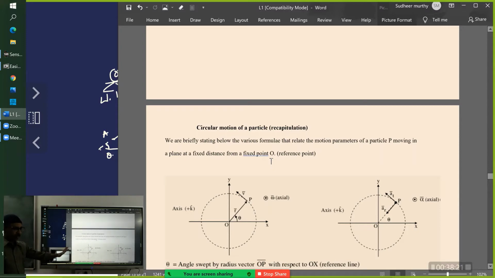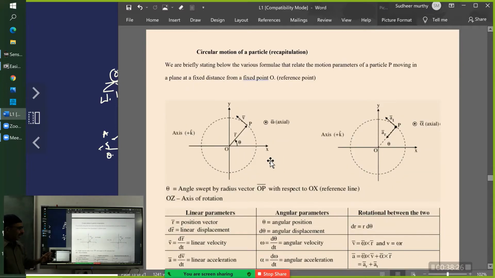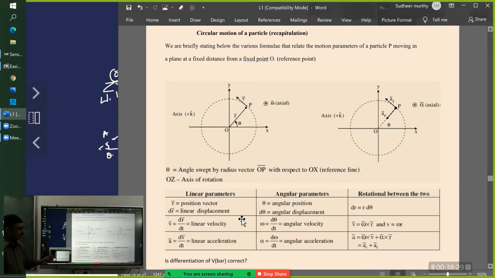I will be coming to your question, but before that, since we are talking a lot about circular motion, I would like to briefly remind you of all this. Suppose x-axis, y-axis, and the particle is rotating in a circle of radius r. You can see the circle with a dot at O, which means omega bar is out of the board, out of the screen. And the axis is along the plus k direction.